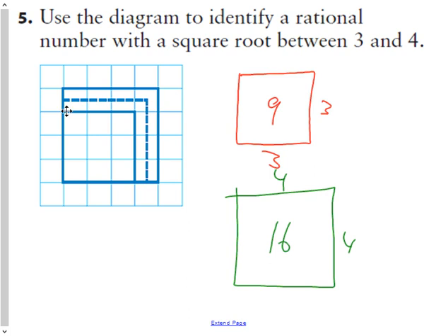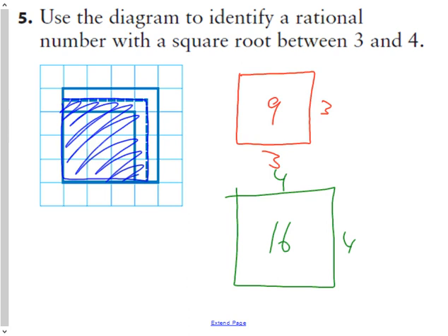So using a blue marker, this blue one right here is what it's asking you. Identify a rational number with a square root between 3 and 4. We don't know if that's a half. We can assume it's a half, but we want to know what it is approximately.